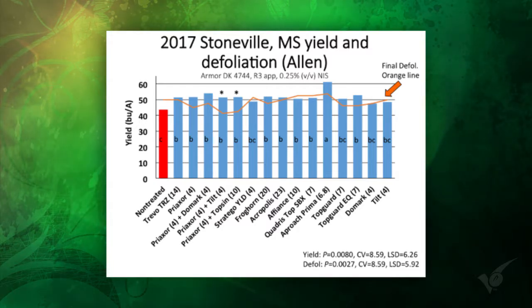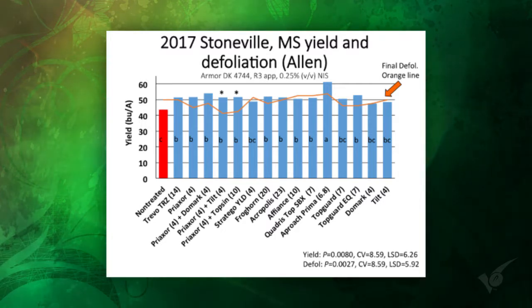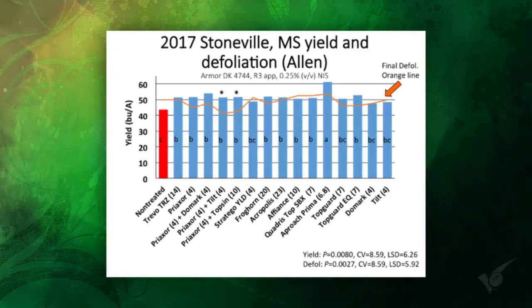Then he has the yield response there. Even though Approach Prima did not have the most significant suppression of defoliation, it had the highest yield in this case. So it's really hard to say that the defoliation represented the yield response, right? I hope that's your point that you get from this. So it's a lot of variation.